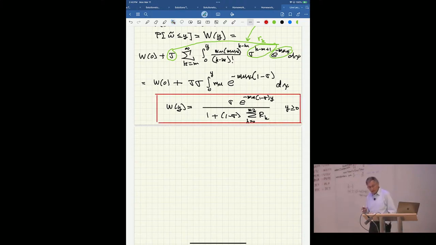All GM1 systems have the unconditional waiting time, which is exponential. And all you have to do is find those R_k's and the sigma. And there's an accumulation at the origin, we know, of W of 0.